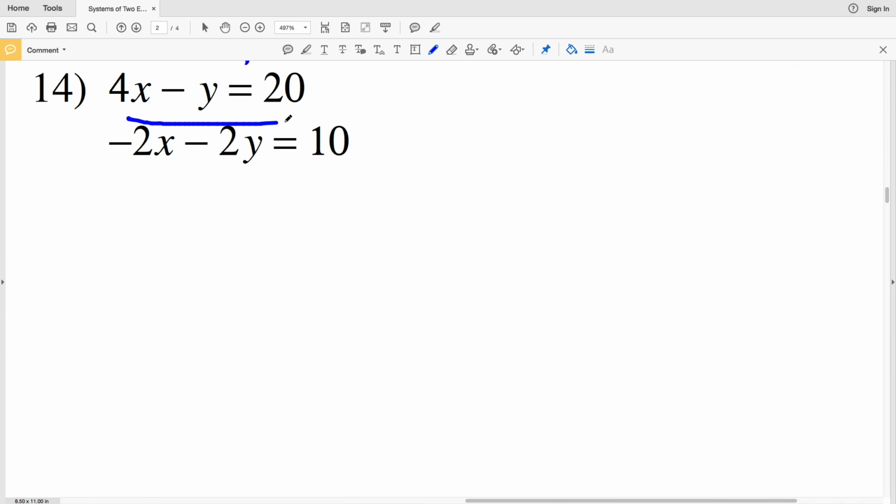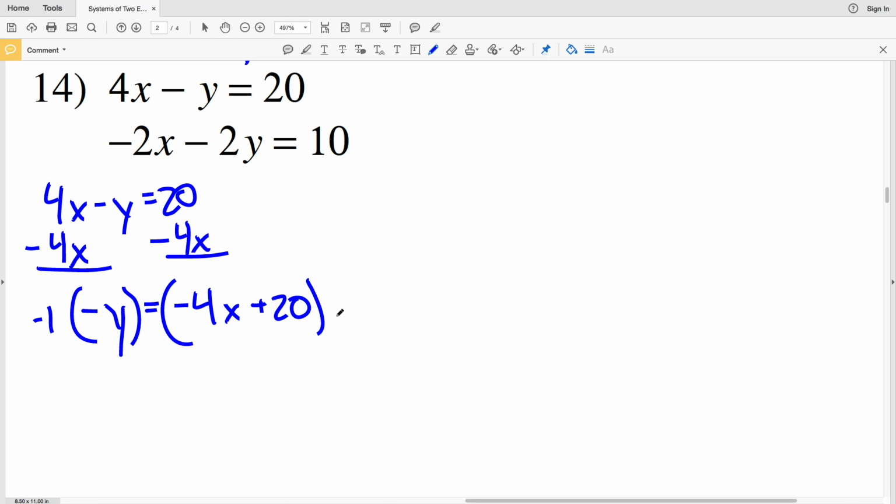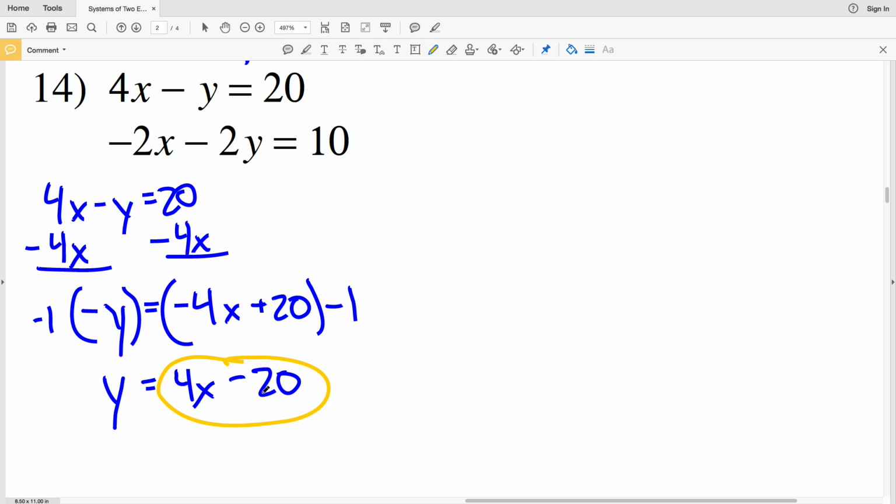Now, on to number 14. In number 14, I'll solve my first equation for y. So I'll take 4x minus y equals 20, and I'll subtract 4x from both sides. That will give me that negative y equals negative 4x plus 20. Now in order to get this y positive, I'll multiply by negative 1 or divide by negative 1 to give me that y is equal to a positive 4x, because negative 1 times negative 4x is positive 4x, and then minus 20, since negative 1 times 20 is a negative 20, and adding a negative is the same as subtracting a positive. So now I'll be taking 4x minus 20 and plugging it in for y in my second equation.